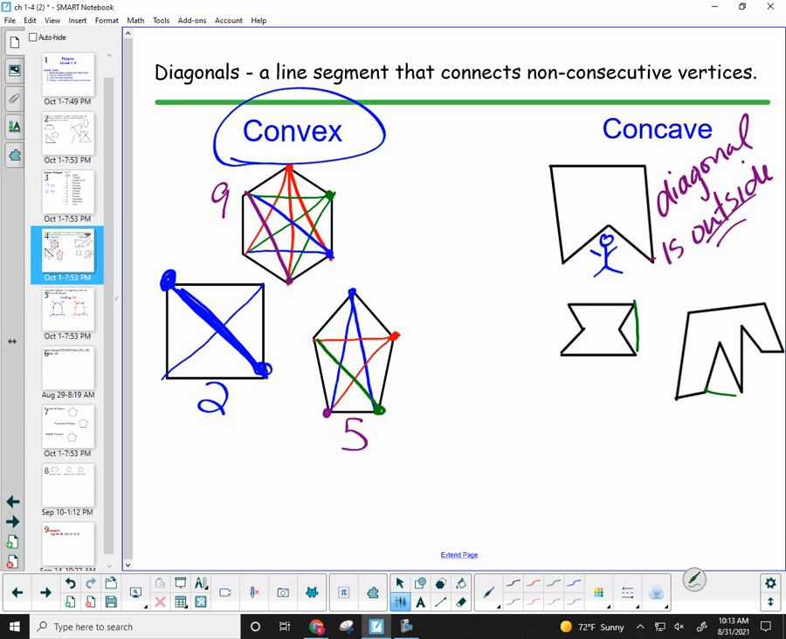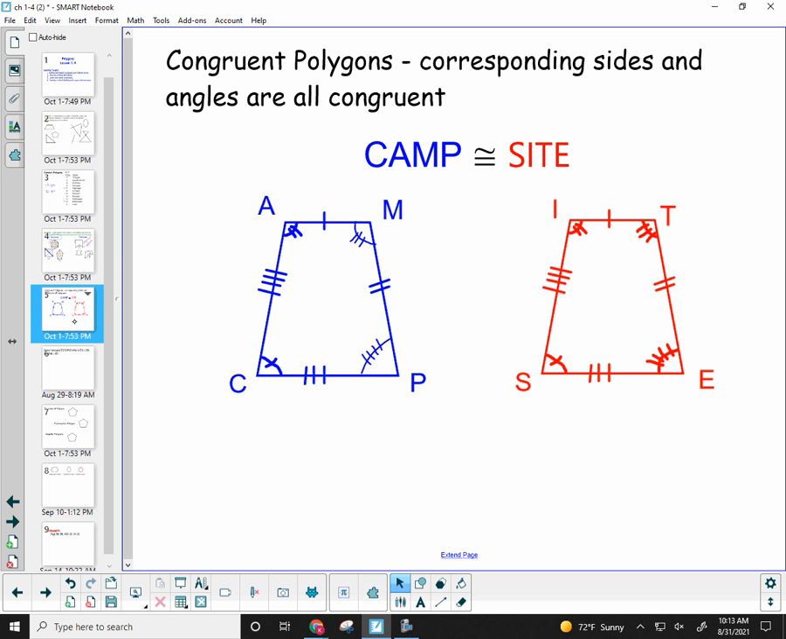On Friday, we talked about congruent segments. Yesterday, we talked about congruent angles. Well, we also have congruent polygons. Congruent polygons have corresponding sides and angles that are congruent. Corresponding means in the same position, basically. So, for instance, look at my tick marks. One tick mark for this side, one tick mark for this side. AM has to be congruent to IT. Those are called corresponding sides. This side, MP has 2 tick marks, TE has 2 tick marks.